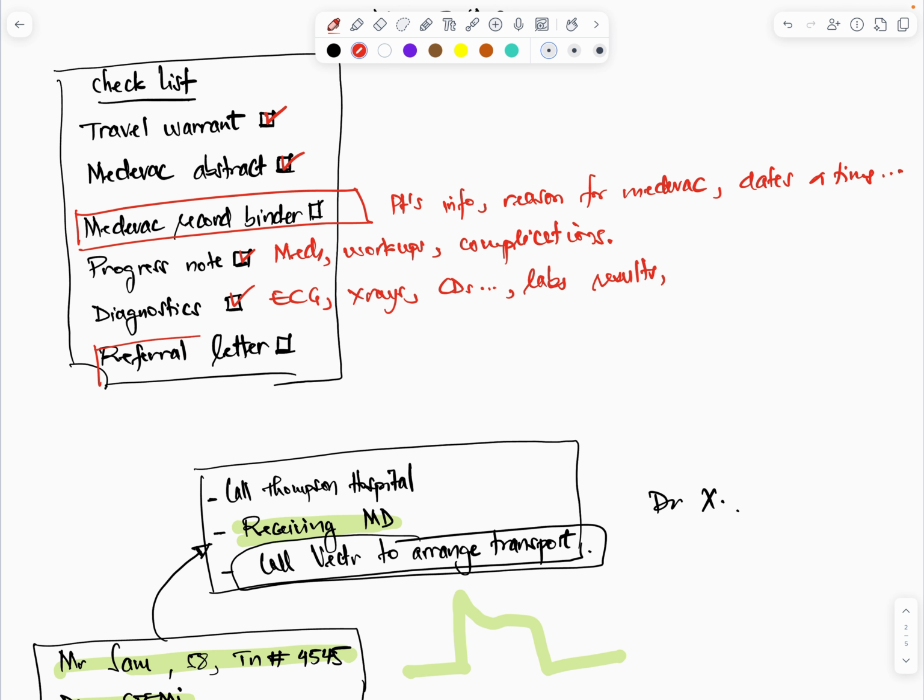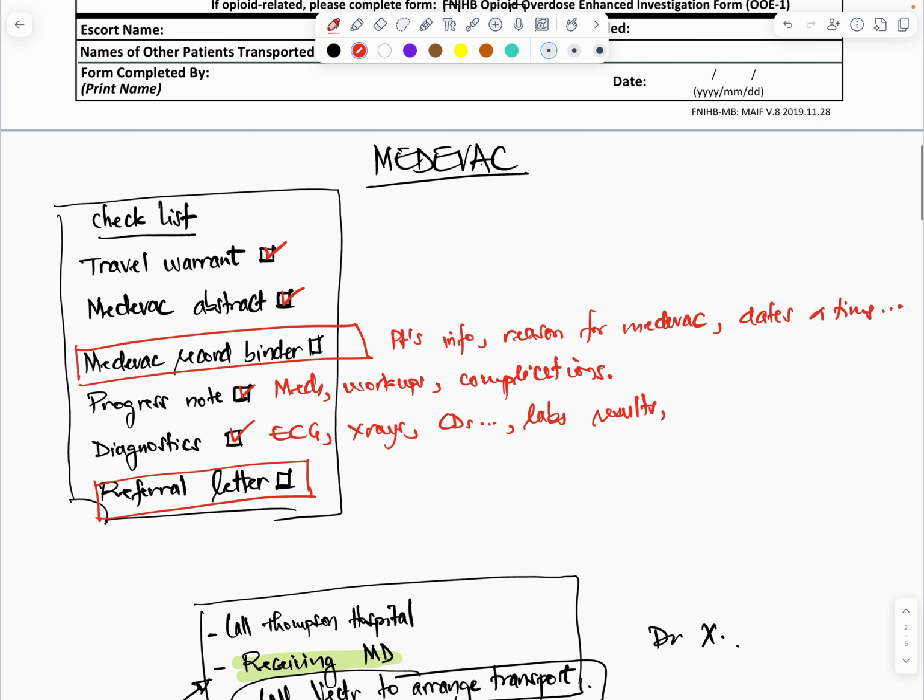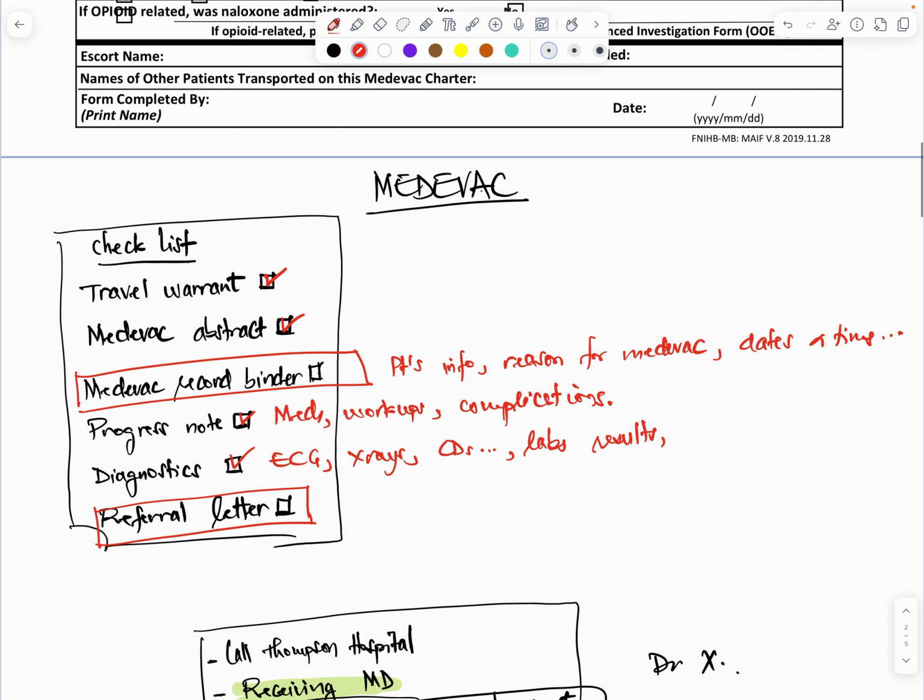For those patients who are being sent to places like Thompson, where we have a receiving doctor, even those patients who are going on scheduled evacuations, generally speaking, there is a preference to have a referral letter put together by the MRP, relaying the reason for this medical evacuation, the needed investigations, management, and so on and so forth.